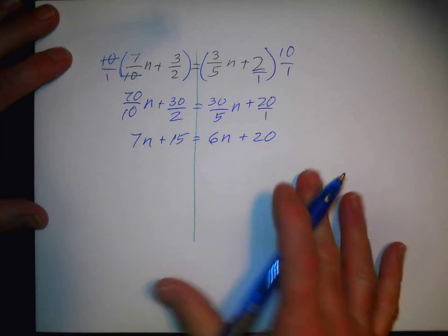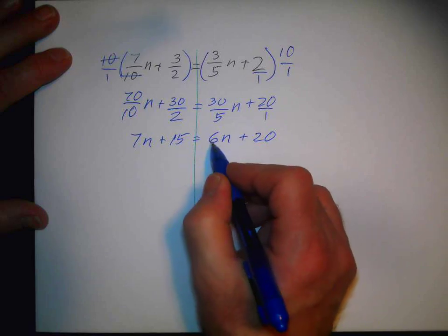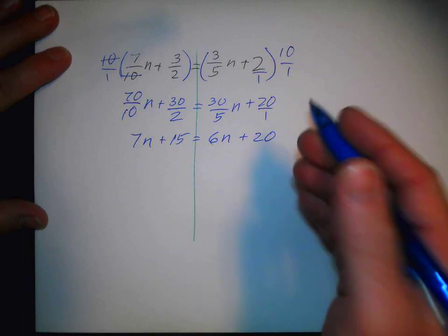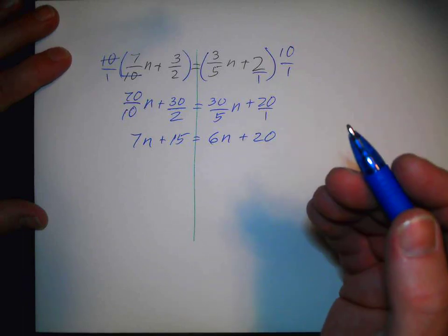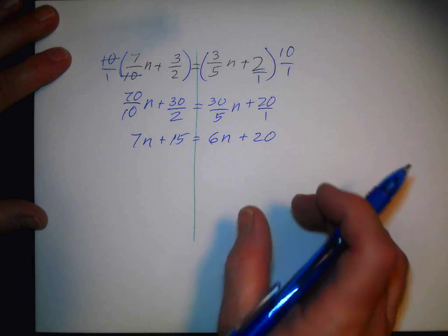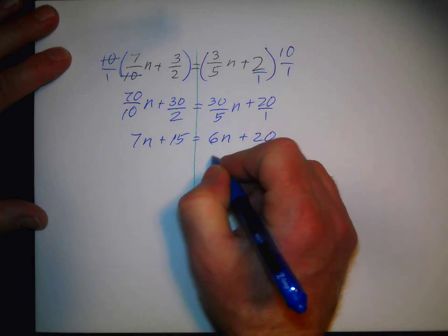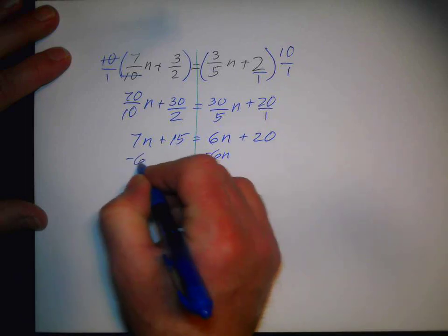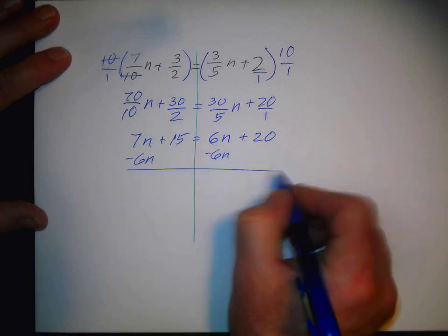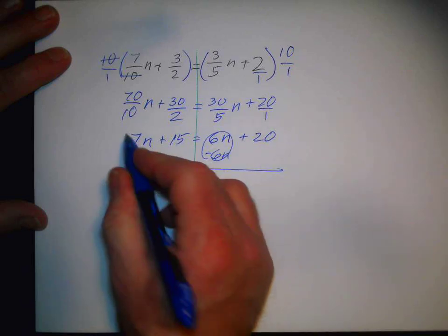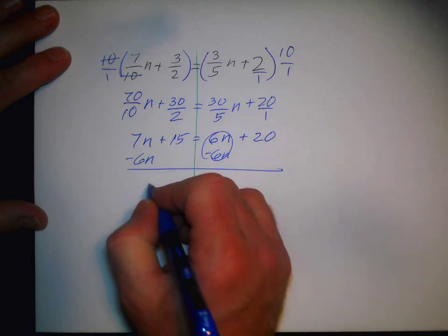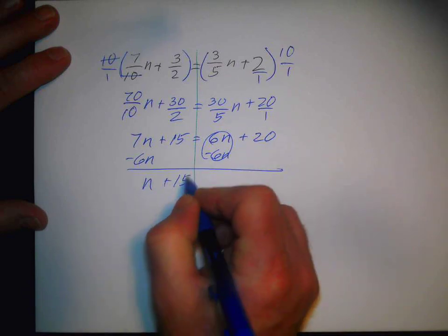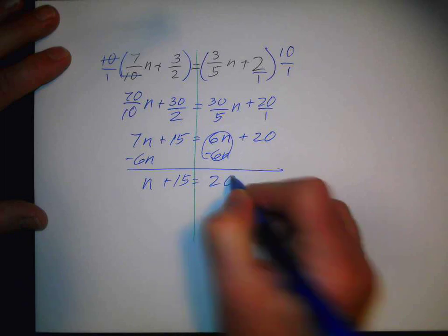And now I'm going to move this group of n's over to this side, and the thing that moves terms from one side of an equation to another is a 0 pair. This is a positive 6n, so I'm going to subtract 6n from this side, and I'm also going to subtract 6n from this side. Here's my 0 pair. 7n minus 6n is n, 1n, plus 15 equals, and then I've got my 20.